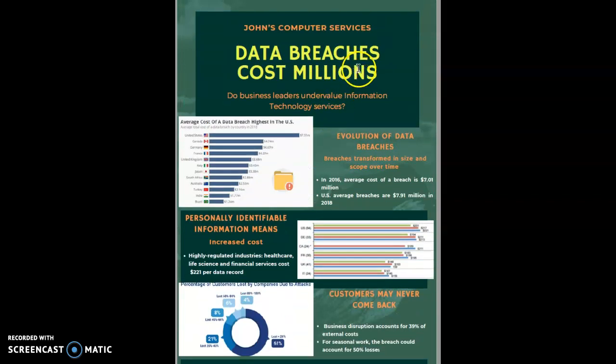Further, you'll see that I started out with a bold yellow statement: Data breaches cost millions. Now, that's my attention grabber. Below that is really the information that I'm trying to convey: do business leaders undervalue information technology? As an IT professional, I can tell you that businesses see us as an expense and not as a money generator, a revenue generator. I'm actually here to show you that we're actually a cost savings.